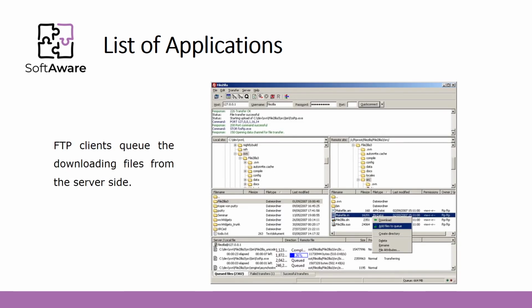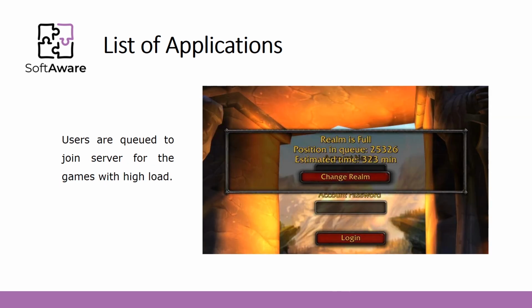For example, FTP clients use queue abstract data type to queue downloading files from server side to your computer. Another example can be given by the games with high server load. They queue users after the server capacity is full.